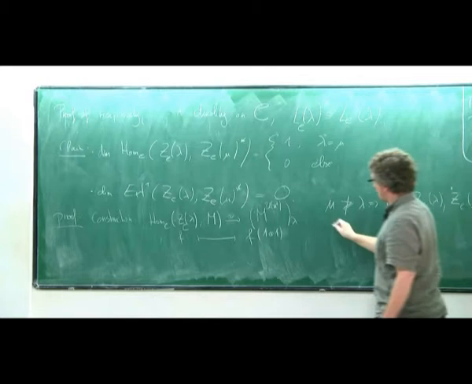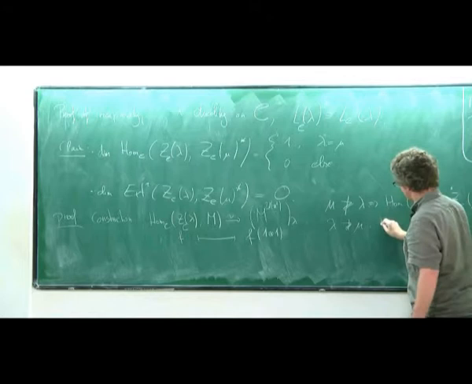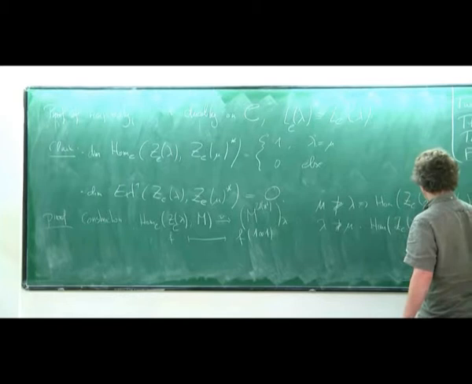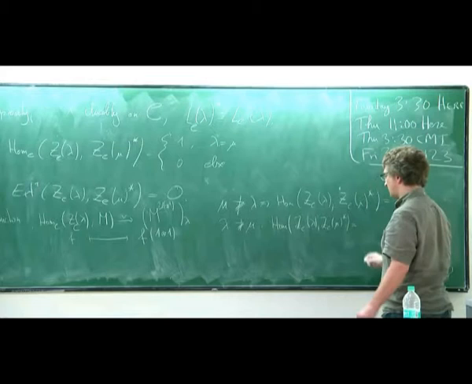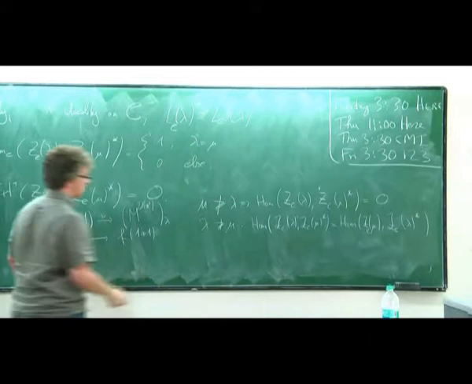And if lambda is not bigger or equal to mu, then we argue as follows. Then the homomorphisms from Z_C lambda to Z_C mu dual, apply the duality, it's a contravariant functor, are the same as the homomorphisms from Z_C mu to Z_C lambda dual, right? A duality exchanges these two, and this is zero.